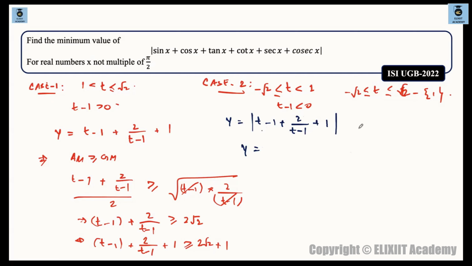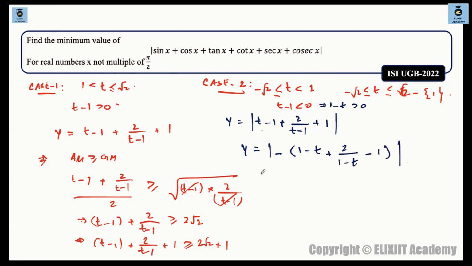So we try to modify this as much as possible and bring this in terms of 1 minus t. See, if t minus 1 is negative, then 1 minus t is positive. How will we make everything positive? Just take out minus common. Taking minus common, this becomes 1 minus t, plus 2 upon, here also taking minus common, 1 minus t, and this will become minus 1.